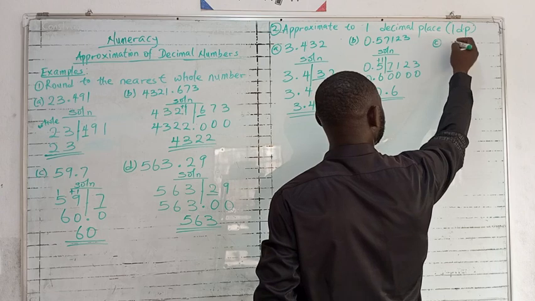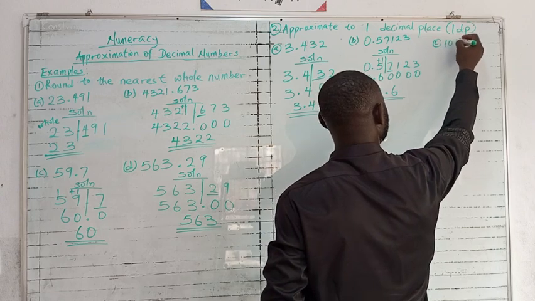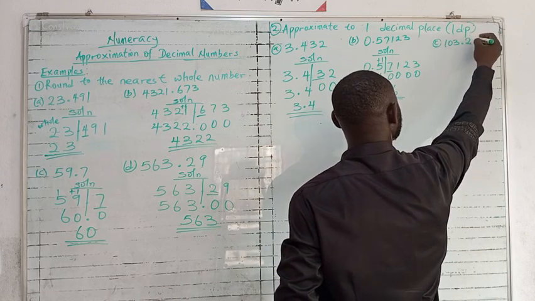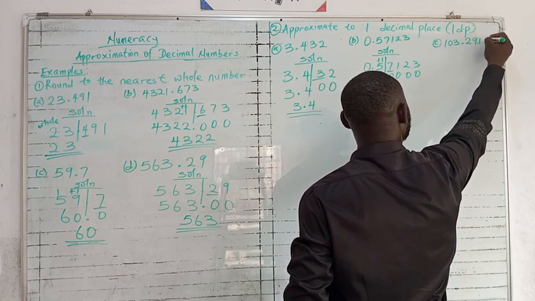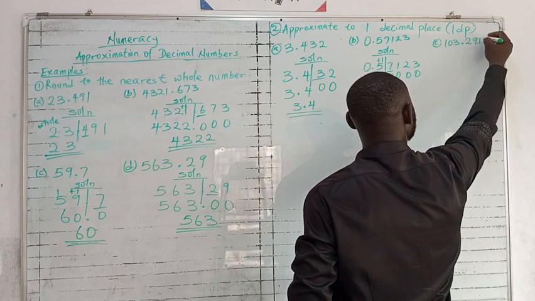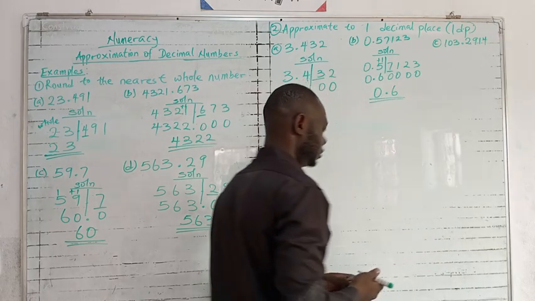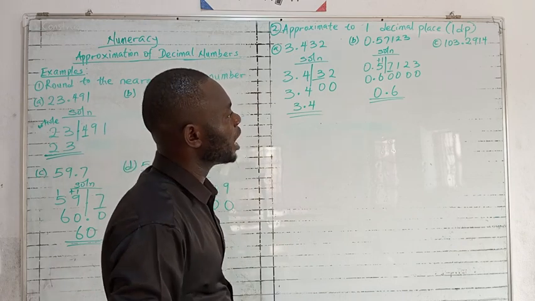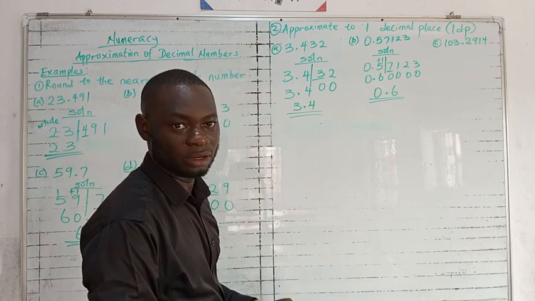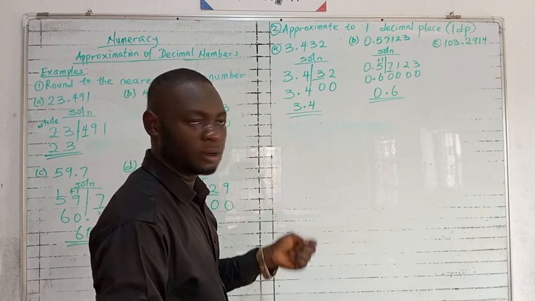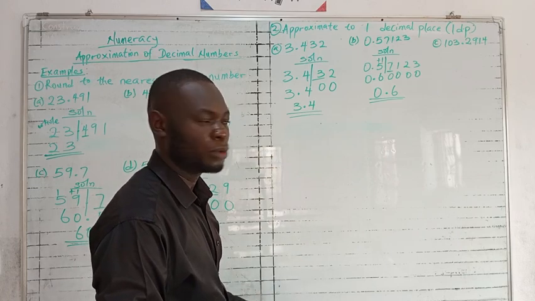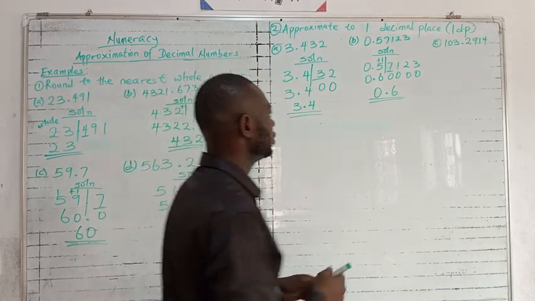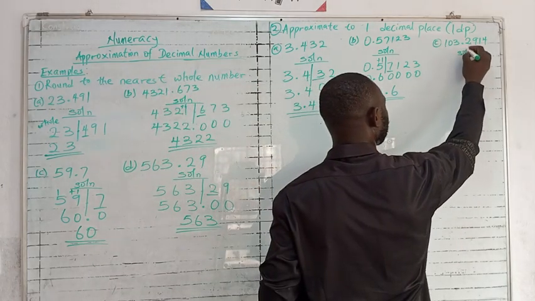Example C, I can have here to be 103.2914. 103.2914 is a decimal number and it has 4 decimal places. We now want to reduce it to what? 1 decimal place.